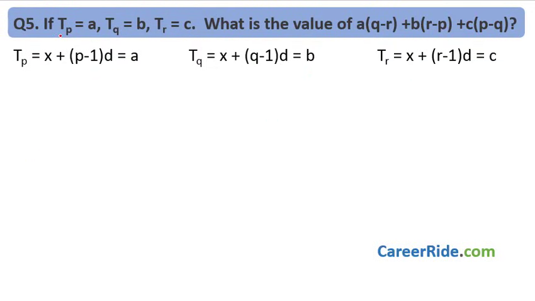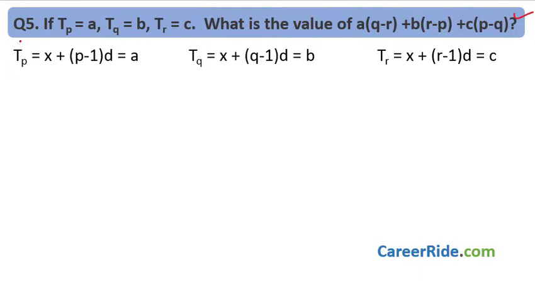Question number 5. If TP is equal to A, TQ is equal to B, TR is equal to C, what is the value of A into Q minus R plus B into R minus P plus C into P minus Q? Now see, this is also a very easy question. The only thing it requires is a little bit of knowledge of arithmetic progression, and then you have to solve the algebraic equation that you get here. Okay, so pretty simple, nothing difficult here, just pay attention.